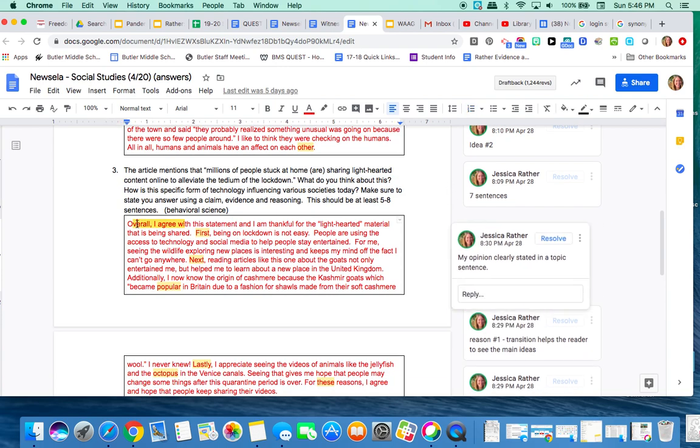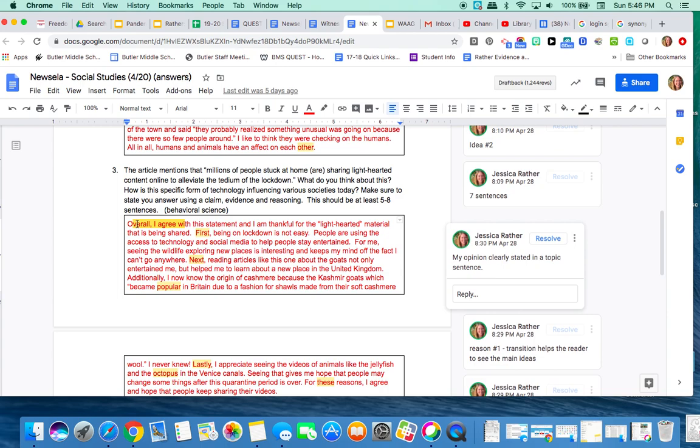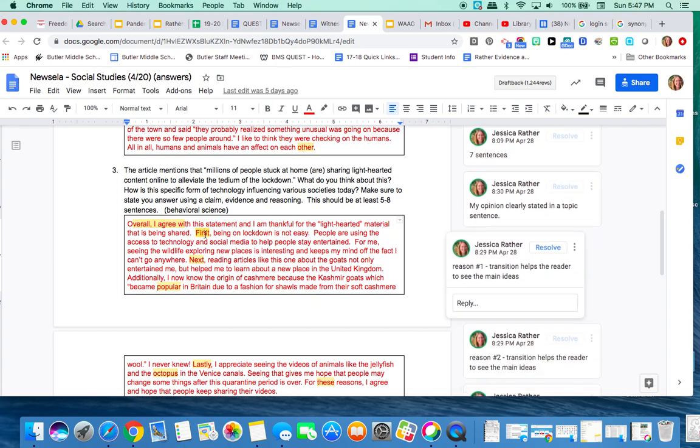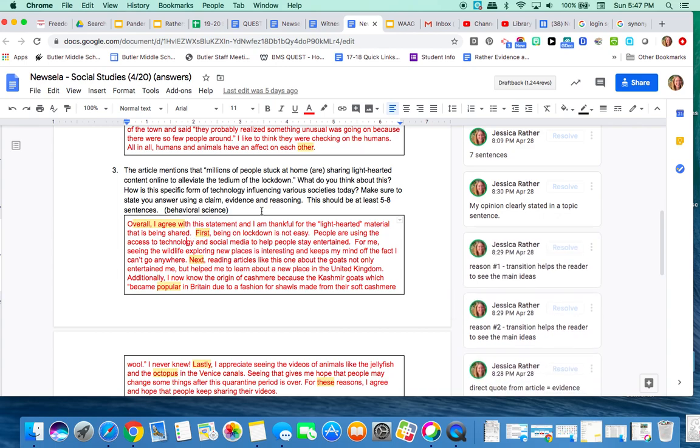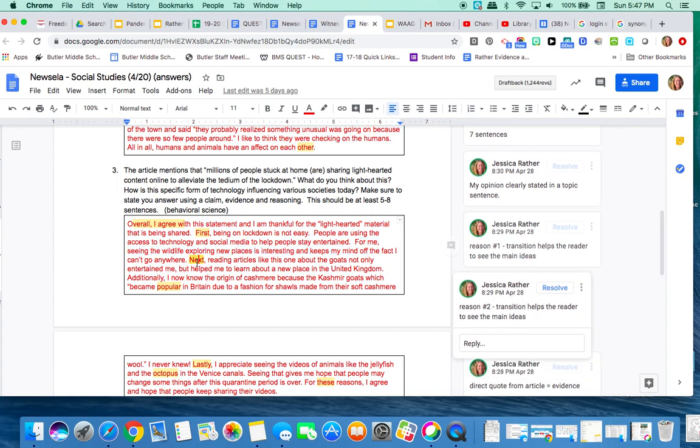So I started with a topic sentence. It's clearly stated. Overall, I agree with the statement and I am thankful for the quote, "lighthearted," unquote, material that's being shared. First, I give my first main reason with a transition that helps the reader to see the main ideas. Being on lockdown is not easy. People are using the access to technology and social media to help people stay entertained. That's how technology is influencing societies. So I made sure to answer that. And then I even added a personal bit in here about, for me, some reasoning.